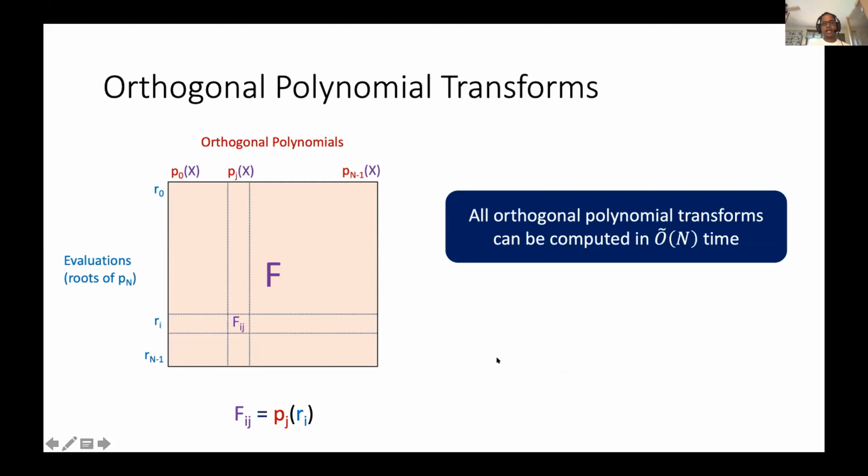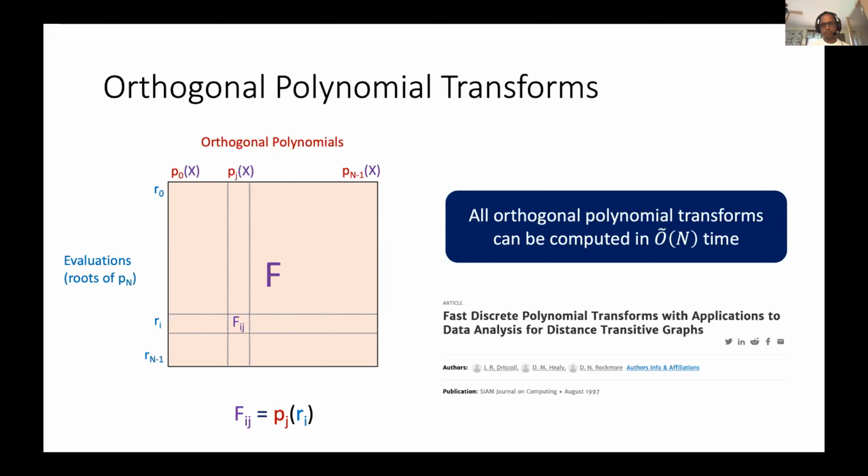It turns out that any orthogonal polynomial transform can be computed in near linear time. It's actually n times log squared n, and it happens via a careful reduction to the fast Fourier transform of Cooley and Tukey. This is the very nice work of Driscoll, Healy, and Rockmore. So if you just wanted to compute the entire thing and we're not worried about sparsity, you can basically do it in near linear time.